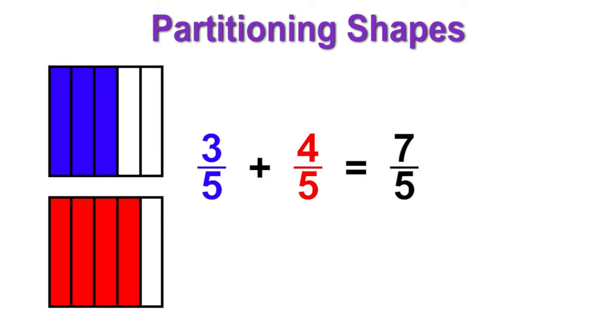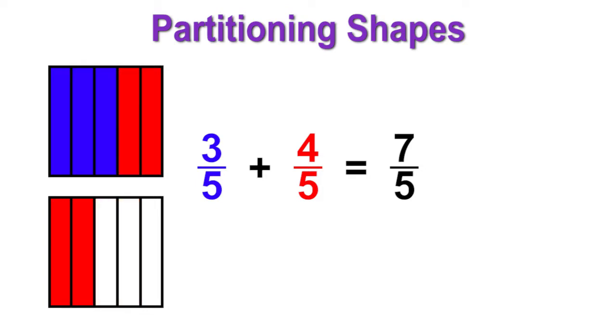If we join the fifths together, 2 of the fifths are transferred to the first rectangle, making 1 whole. 2/5 of a rectangle are left over, so 3/5 plus 4/5 equal 7/5, or 1 whole and 2/5, which is read 1 and 2/5.